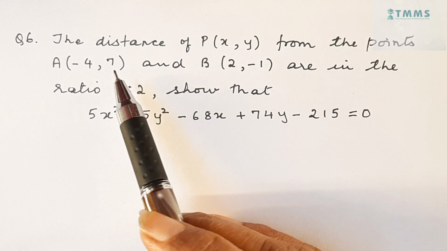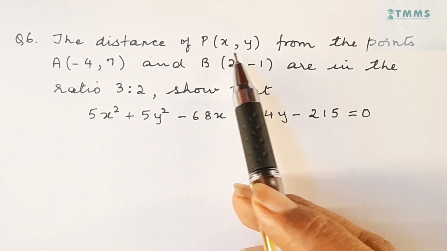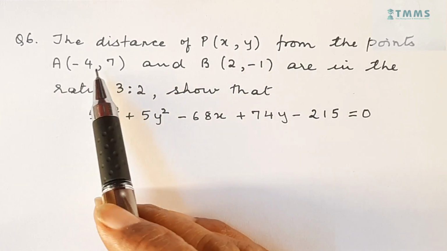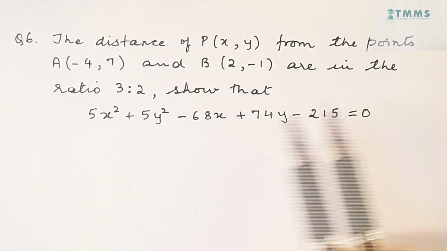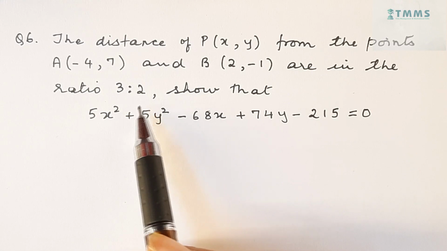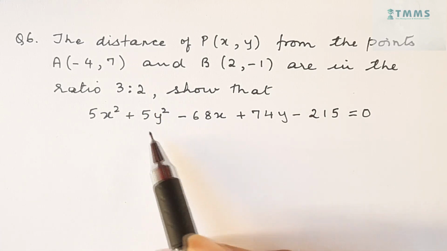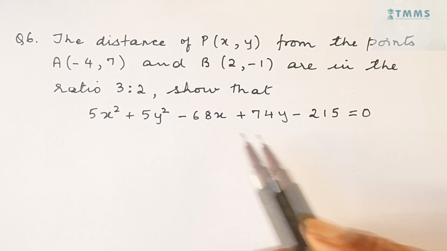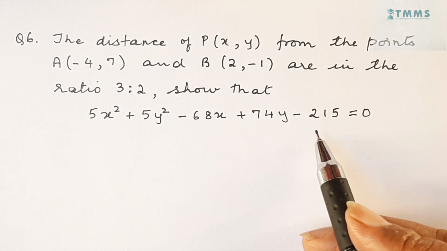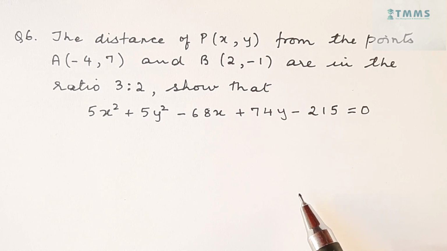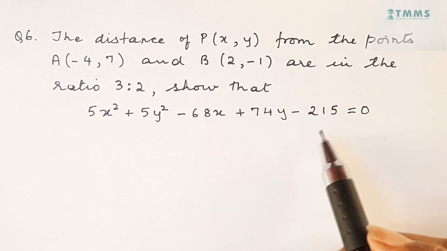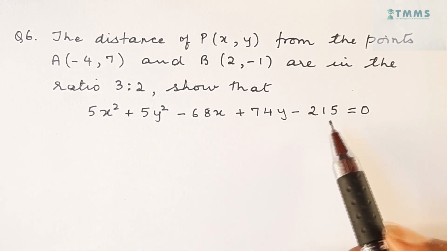Question number 6. The distance of P (x, y) from the points A (minus 4, 7) and B (2, minus 1) are in the ratio 3:2. Show that 5x squared plus 5y squared minus 68x plus 74y plus 215 is equal to 0. Now, when I have done a question like this with my students, they all say, oh no, I don't like it. But it is pretty simple.